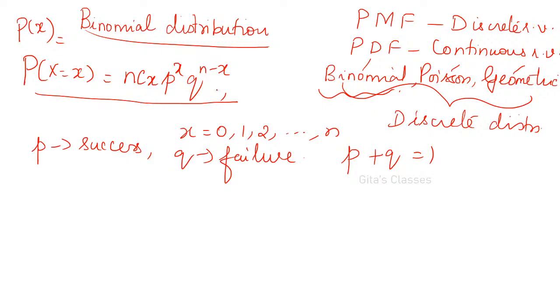Now, this is our PMF. We know that if it is a probability mass function, the sum over x from 0 to n of P of x will be equal to 1, and each value will be greater than or equal to 0. These are the things you have to remember. Now let us derive the mean of the binomial distribution.